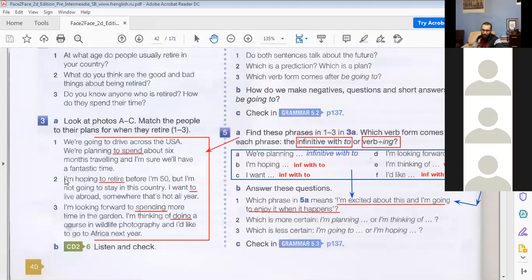All right, now, second question. Which do you think is more certain? I'm planning or I'm thinking of? I am planning. More certain? Yeah, more certain. What does certain mean? What does it mean, certain? Can I say in Arabic? You can say in English. Okay.